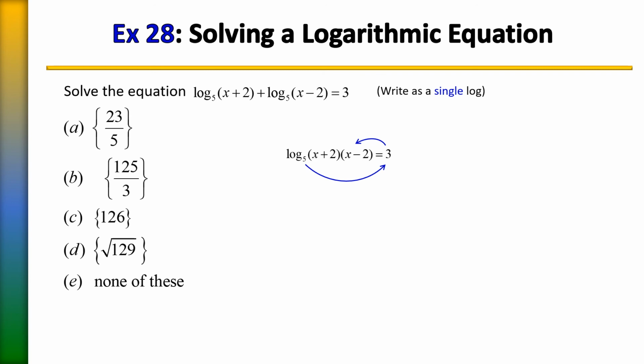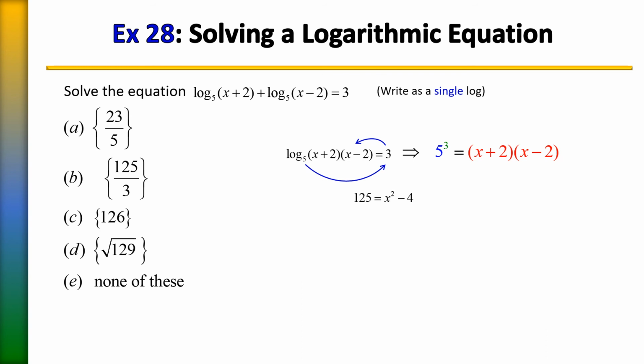And what that is nothing more than a difference of squares. We can write that in short form as x squared minus 4. So we have 5 to the third power. When we multiply the number 5 3 times, we get 125. And on the right side, we have a difference of squares.